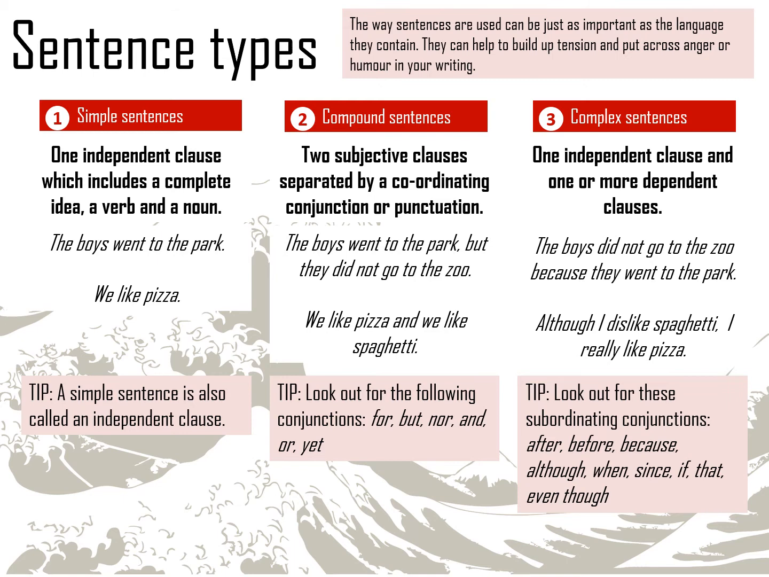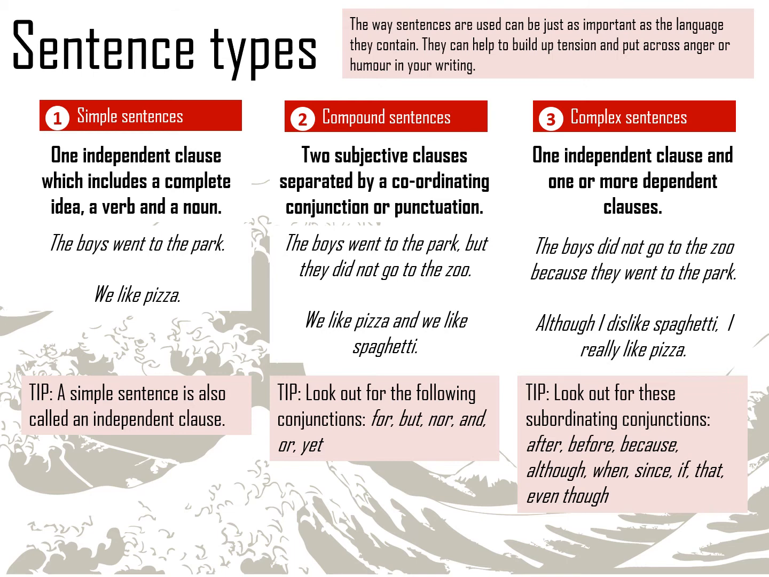In the next one, although I dislike spaghetti, I really like pizza. In this case, the independent clause is I really like pizza. I really like pizza makes sense on its own. Although I dislike spaghetti doesn't. Now that's important because, as with the previous one, I dislike spaghetti would make sense. Although I dislike spaghetti doesn't make sense.